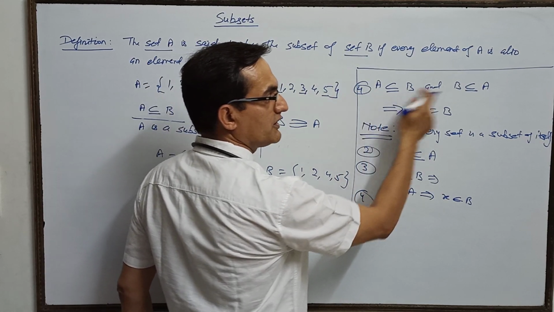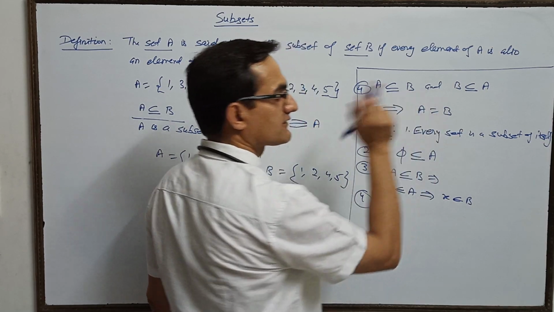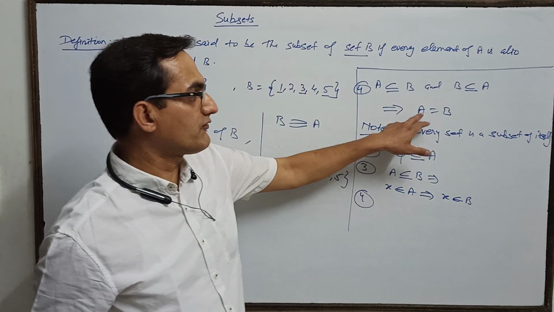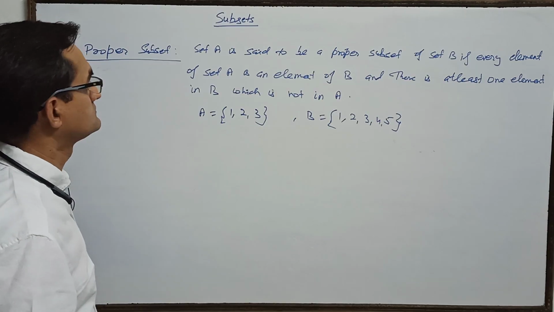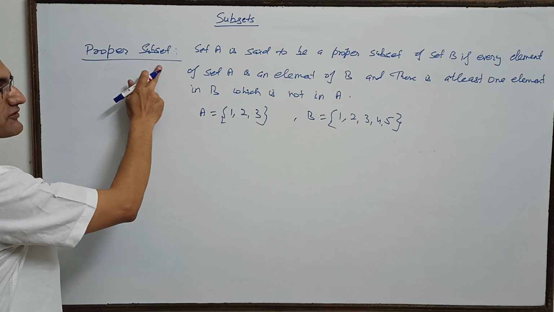जो next fourth point है: if A is a subset of B and B is a subset of A, if and only if we will say A is equal to B. Now next point is proper subset.